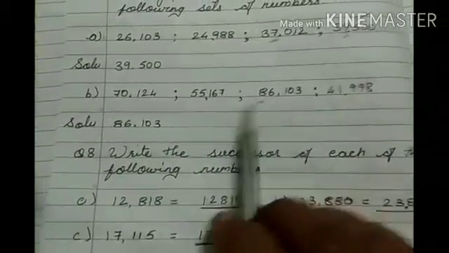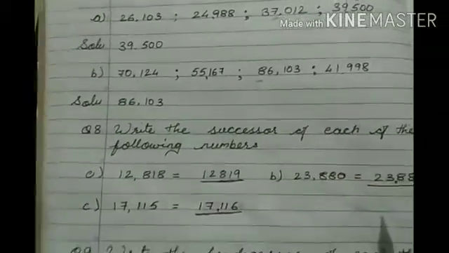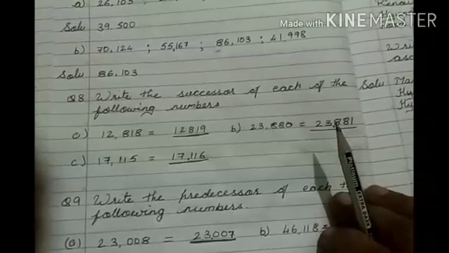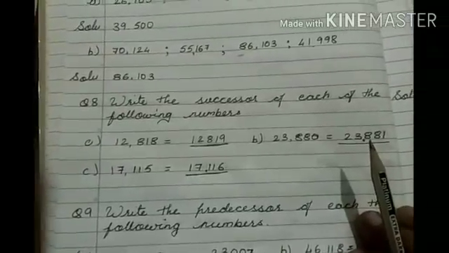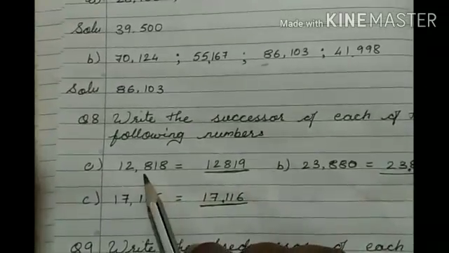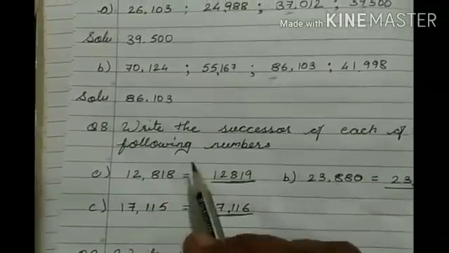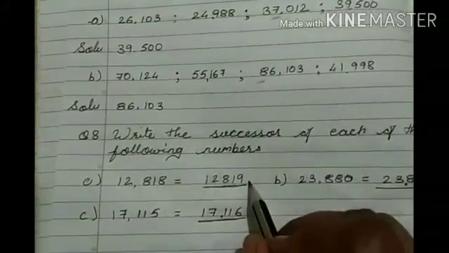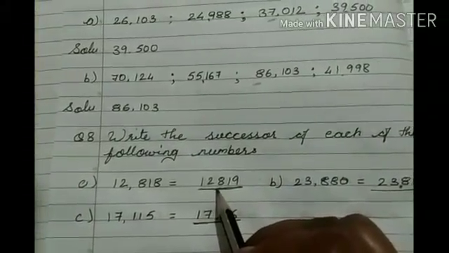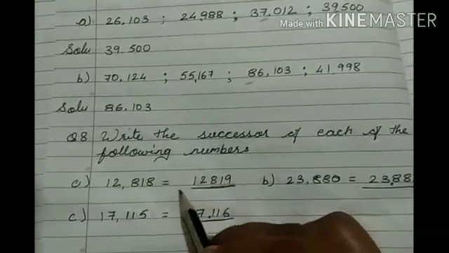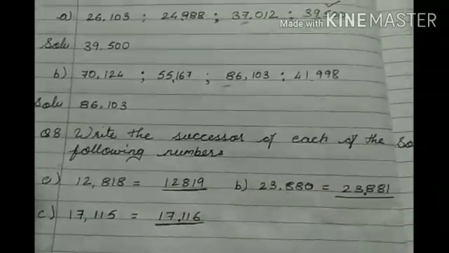So 86,103 is written here, so you compare. Now write the successor of each of the following numbers. Successor means to add 1 to the given number. The first number is 12,818, so you have to add 1 to this 8, so you will get 9 here and the other numbers will remain as usual. So 12,819 is the successor of 12,818.